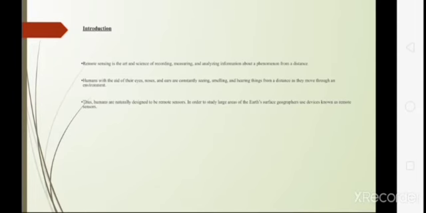Introduction. Remote sensing is the art and science of recording, measuring, and analyzing information about a phenomenon from a distance. Humans, with the aid of their eyes, noses, and ears, are constantly seeing, smelling, and hearing things from a distance as they move through an environment. Thus, humans are naturally designed to be remote sensors. In order to study large areas of the Earth's surface, geographers use devices known as remote sensors.